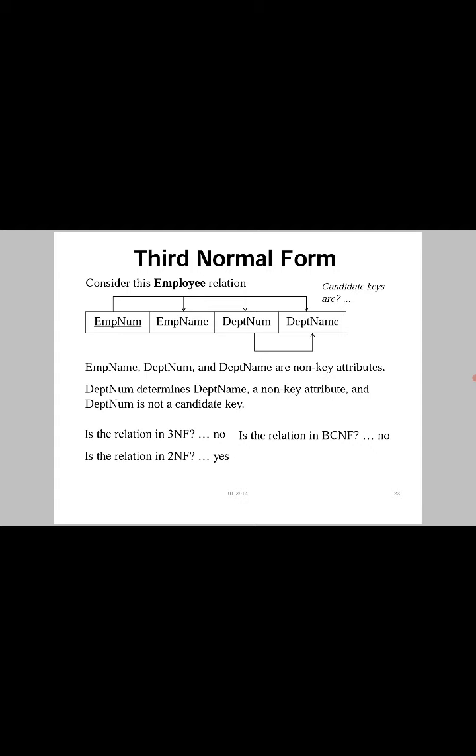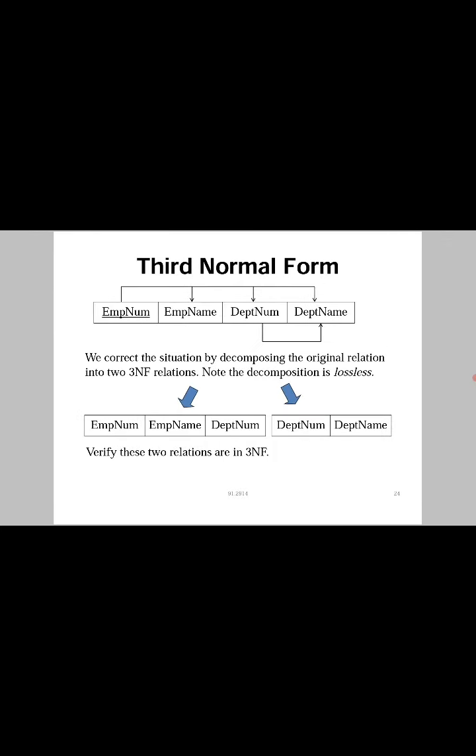Employee number, department number and department name, all these are non-key attributes or candidate keys, meaning they are purely dependent on employee number. So department number determines department name. Department number determines department name, a non-key attribute, and department number is not a candidate key. Is the relation in third normal form? No. Is the relation in BCNF? No. Is the relation in second normal form? Yes. So how to convert this into third normal form?